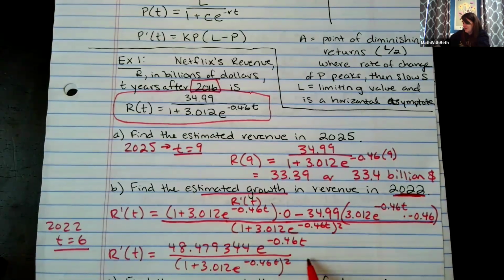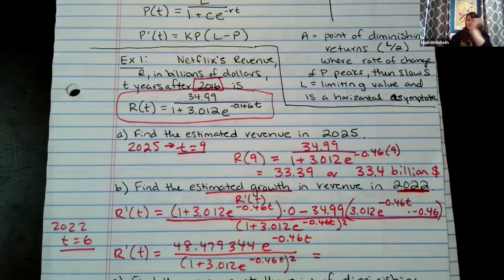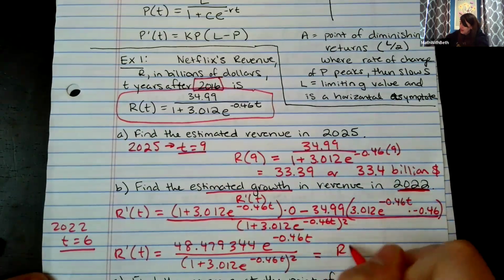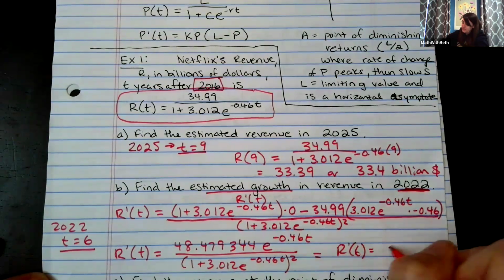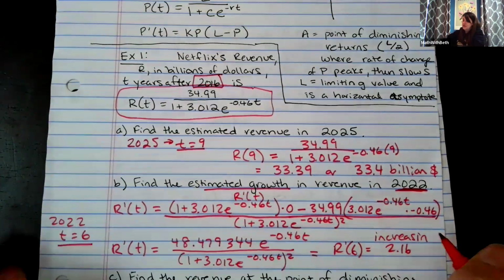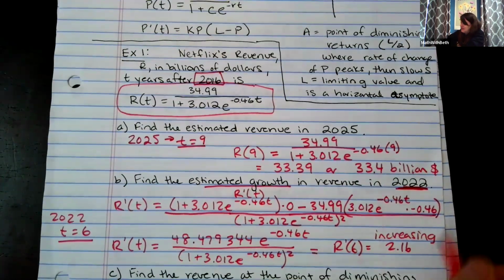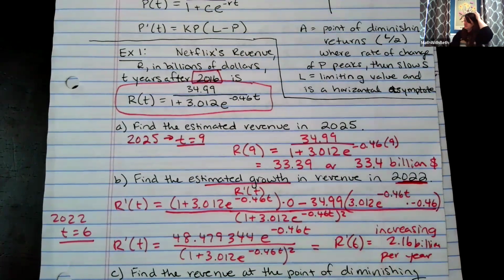So now if you carefully plug in 6 to all of that, you should get about 2.16, which really means that the rate is increasing to $2.16 billion per year at year 6.